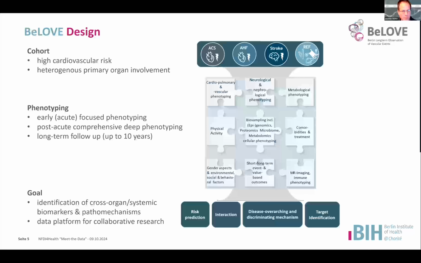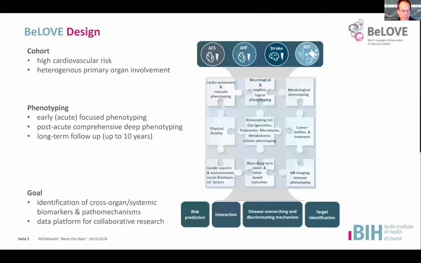Our central research aims in BeLOVE are, first, investigating the interaction of organs and diseases, for example, the interaction between brain and heart or between heart and kidney. Second, identifying systemic factors: what role do systems like the microbiome play, or what is the influence of endothelial function or dysfunction on the outcome? And third, predicting the individual risk of patients.